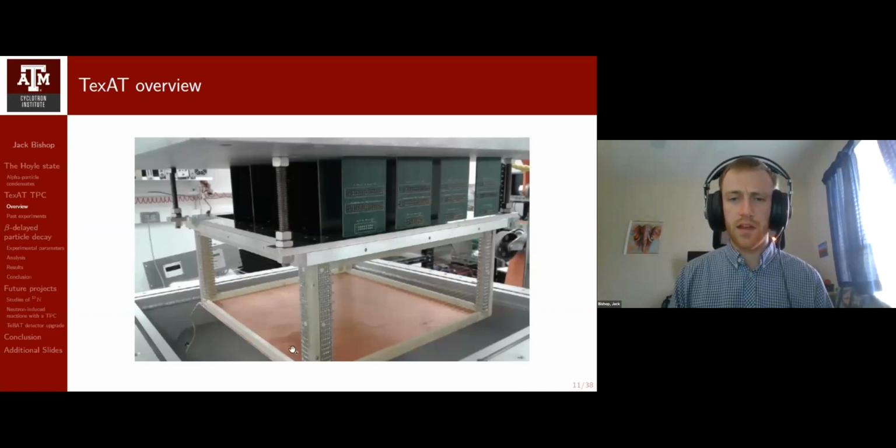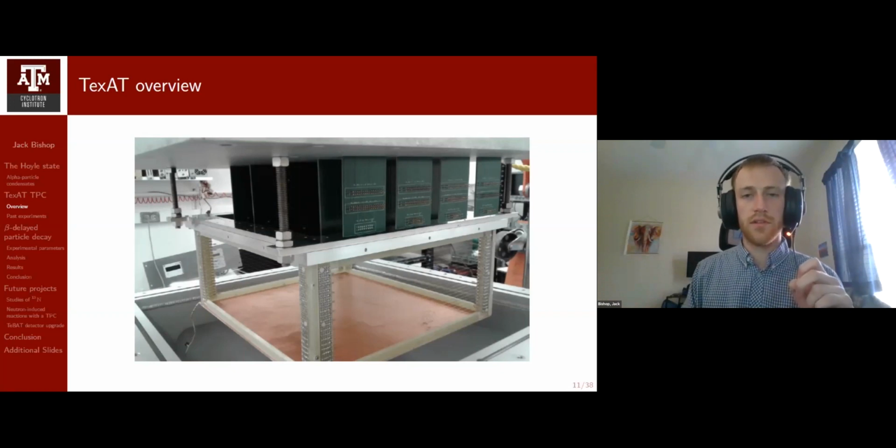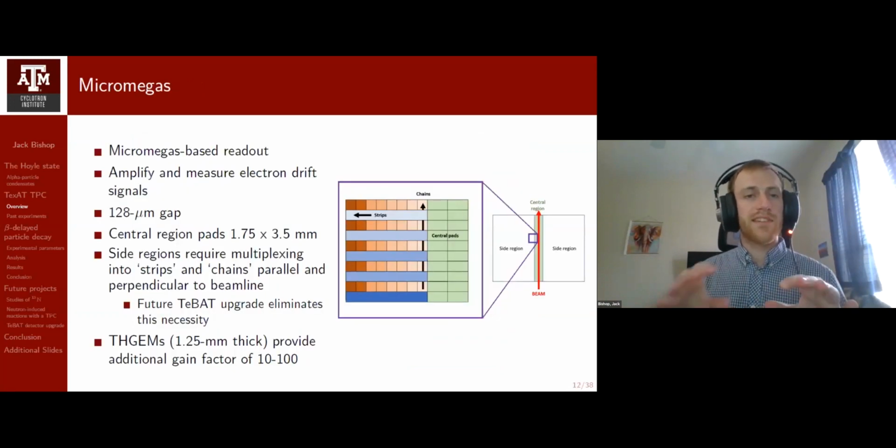So this is the TexAT time projection chamber. And we'd fill this central area here with gas. Around the outside is what we use to apply the field cage. And you can see we have a large amount of electronics on top, which allow us to read out the electrons which are generated. So in order to get this position sensitivity, we rely on using the so-called micromegas.